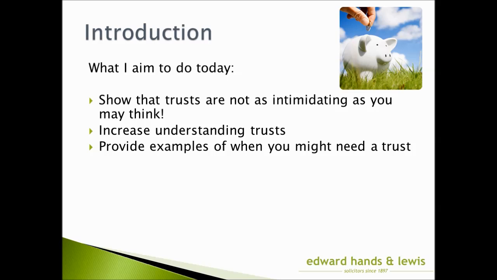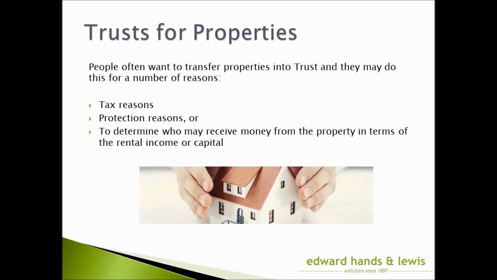What I aim to do is to give you 3 examples of situations where trusts may be needed, and hopefully you will then be able to recognise situations when you or any acquaintances you may have may need a trust. So the first example that I'd like to go through with you are trusts for properties. People often want to put properties into trust, and they may do this for a number of reasons. They may do it for tax reasons, protection reasons, or simply to illustrate who may receive money from a property in terms of rental income or capital.